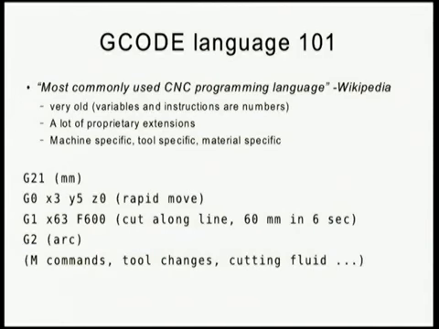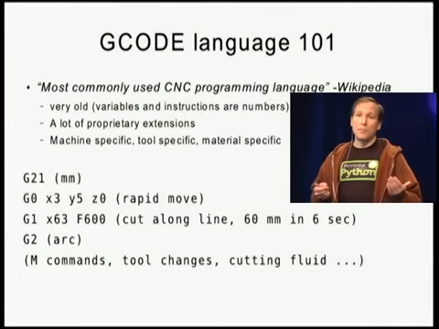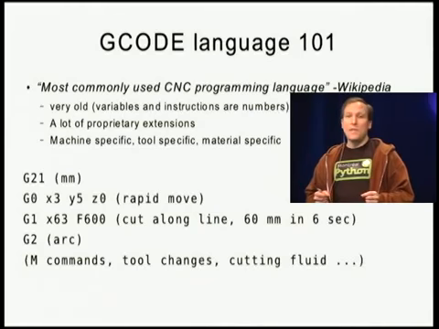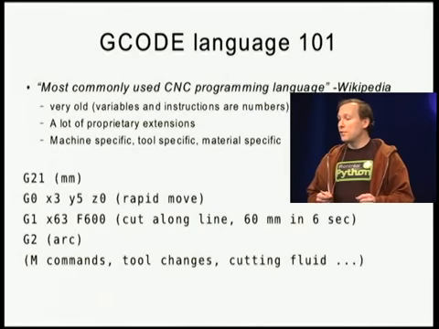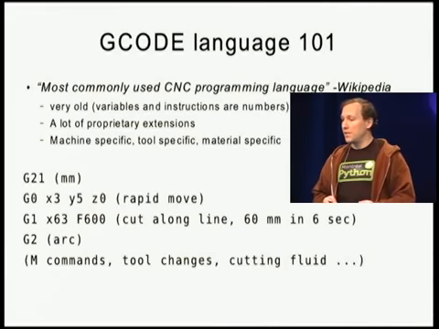So let me take you through this 5-line G-code program to show you a bit what it is and how arcane it is. The first line, G21, sets the machine to the metric system. Oh, by the way, whatever is not a number or a letter are comments. The second line means a rapid movement to coordinates 3, 5, and 0. 0 is usually the top surface of your workpiece.